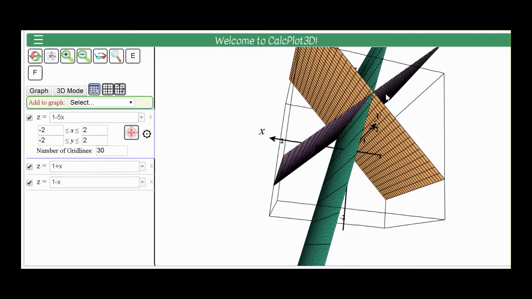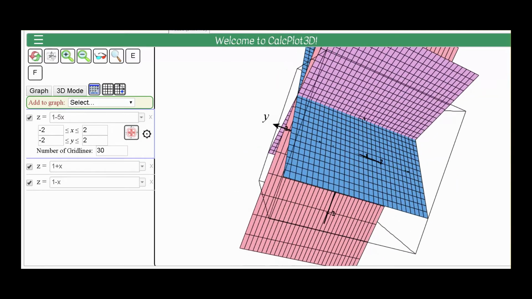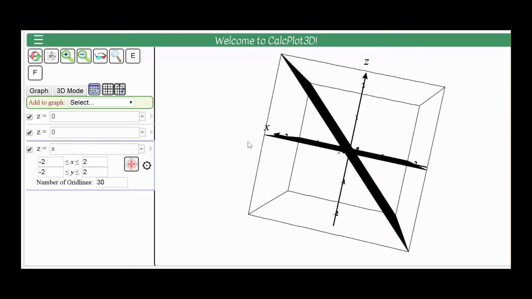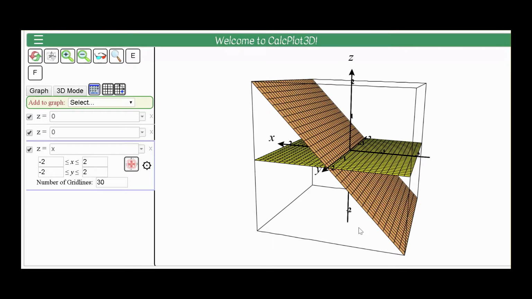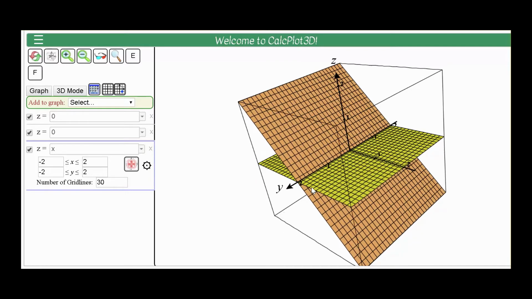And so they meet in a line, and all we can really say there is there's an infinite number of solutions. Now here's yet another way that we could have an infinite number of solutions. Here I've got two planes that are the same and one that crosses them. So that can get us an infinite number of solutions as well.